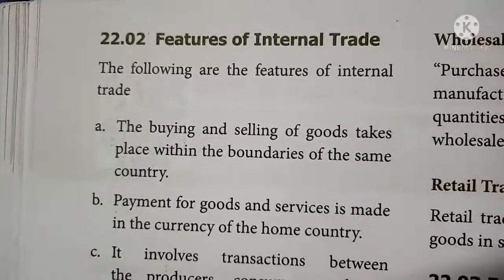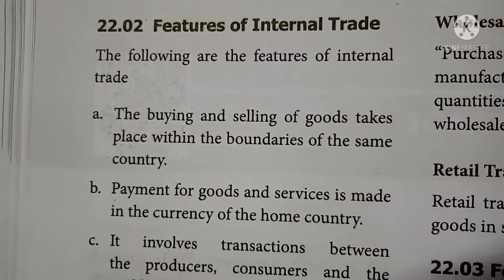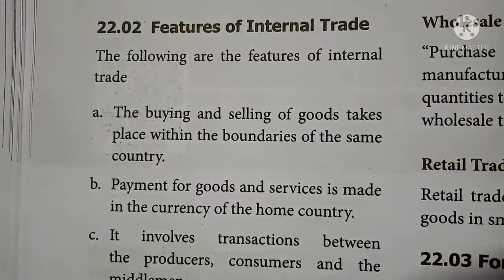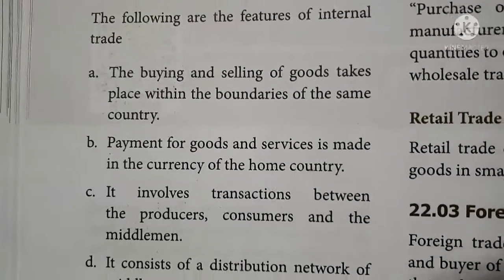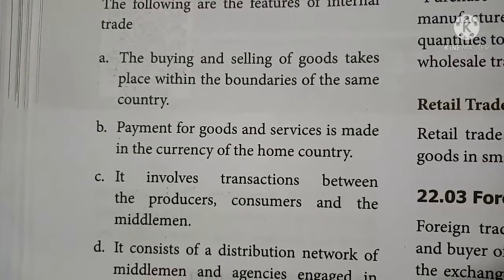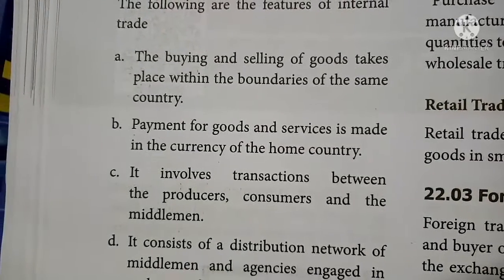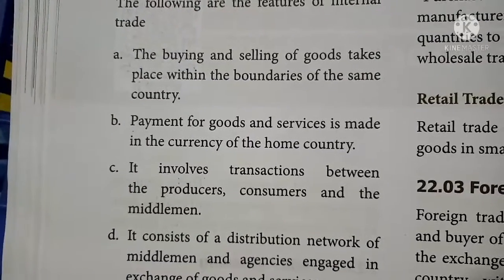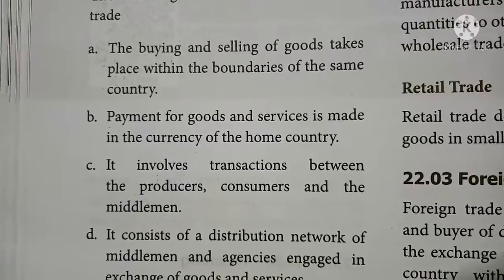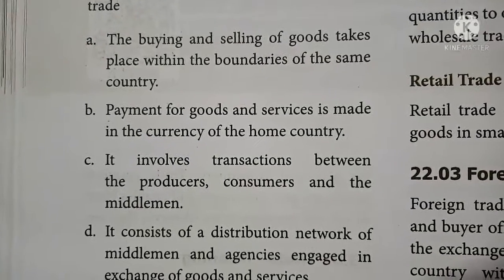Next, features of internal trade. Buying and selling of goods takes place within the boundaries of the country. Payment for goods and services is made in the currency of the home country. So buying and selling of goods and services take place in the same country, and the currency used is also of the same country.